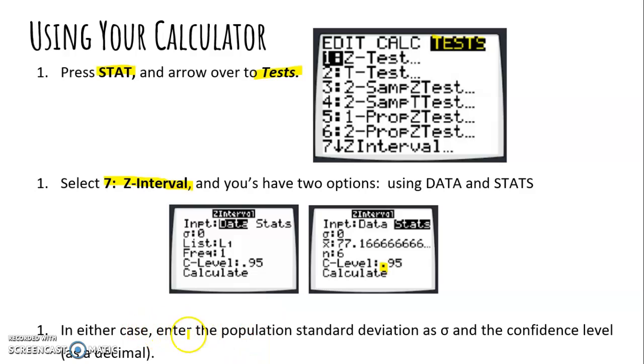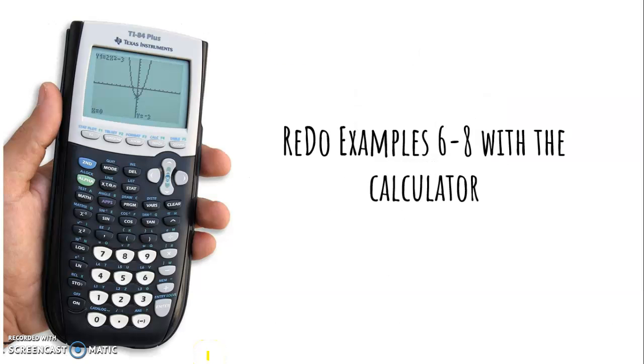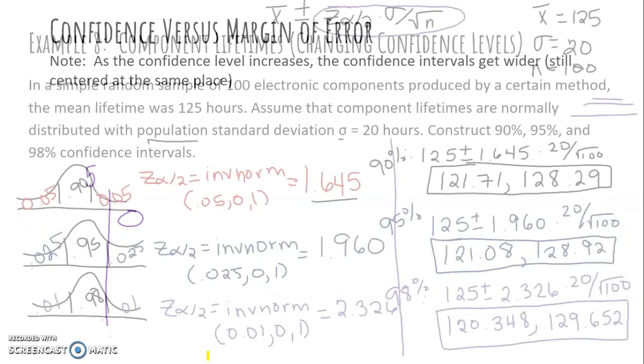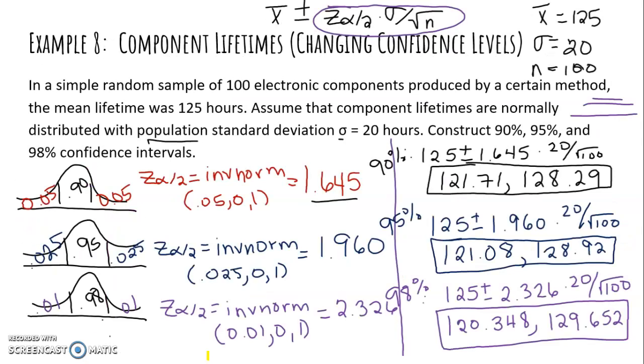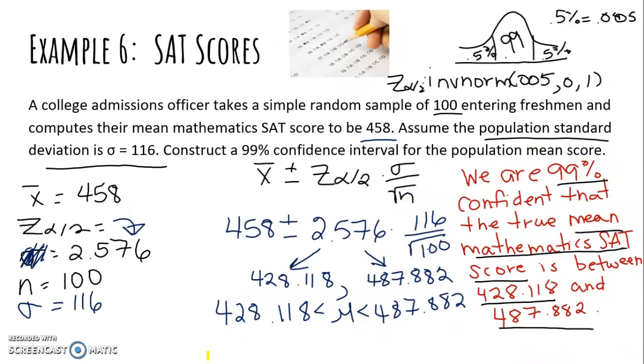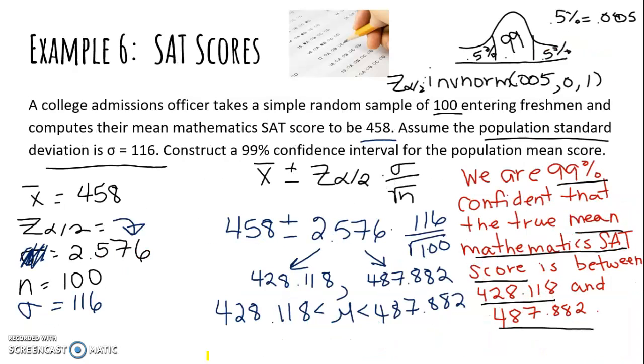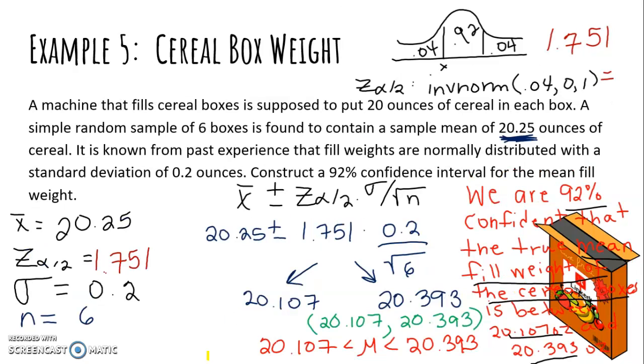But like I said, in either case, enter the population standard deviation as sigma and the confidence level. Make sure you do that as a decimal. So we're going to go back to examples 6 through 8, and we're going to use the calculator for them. Actually, we'll start with example 5.